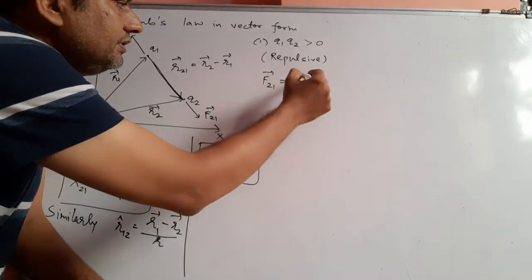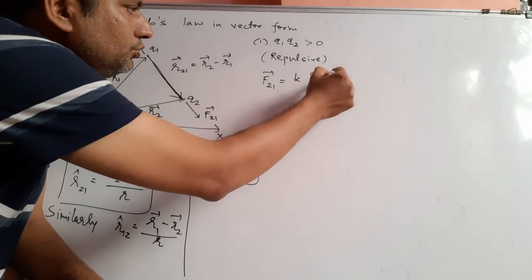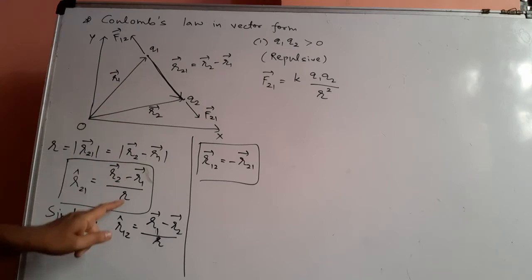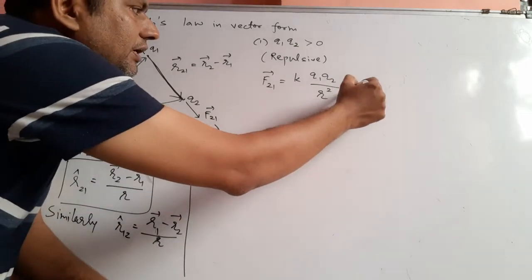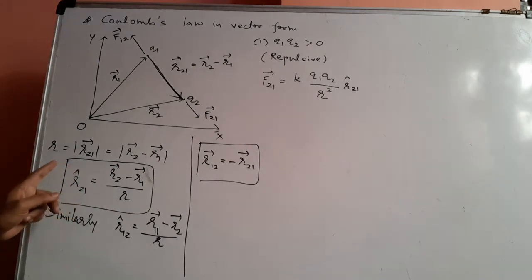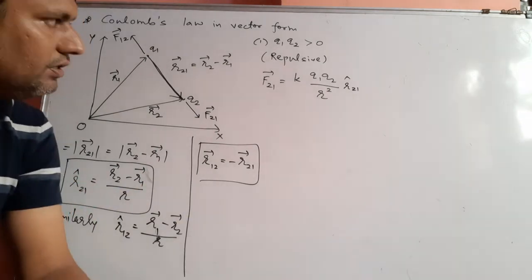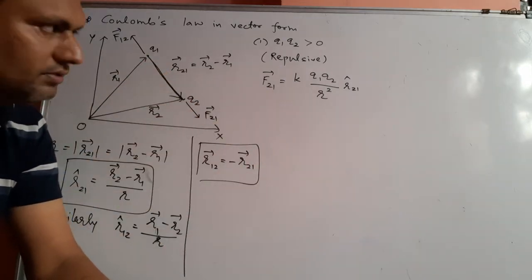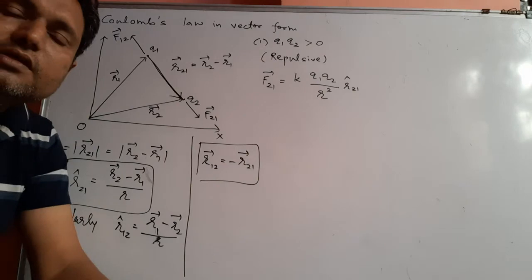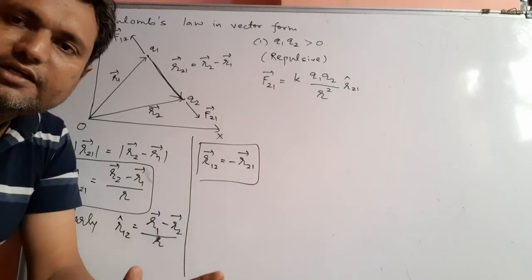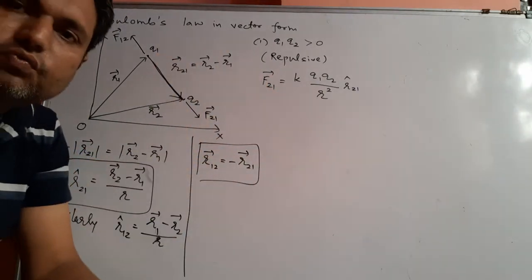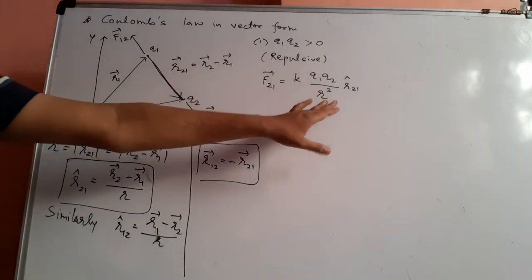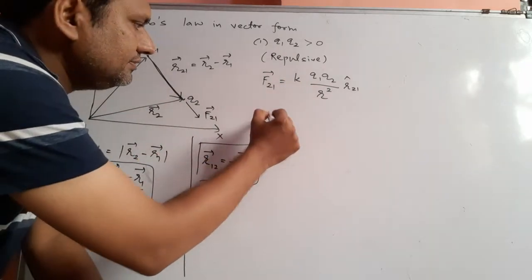F21 is K Q1 Q2 by R square. R square is the separation, ये हम लोग जानते हैं, यहाँ पे हमने लिखा है. While R21 cap is the unit vector along the direction of force on 2 by 1. So R21 cap is the unit vector along the direction of this force on 2 by 1. Ready? When we substitute this here, we will get something like this.